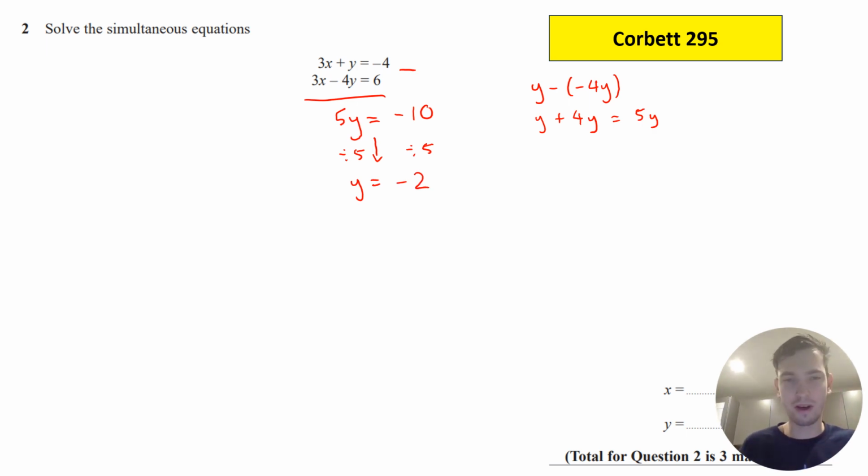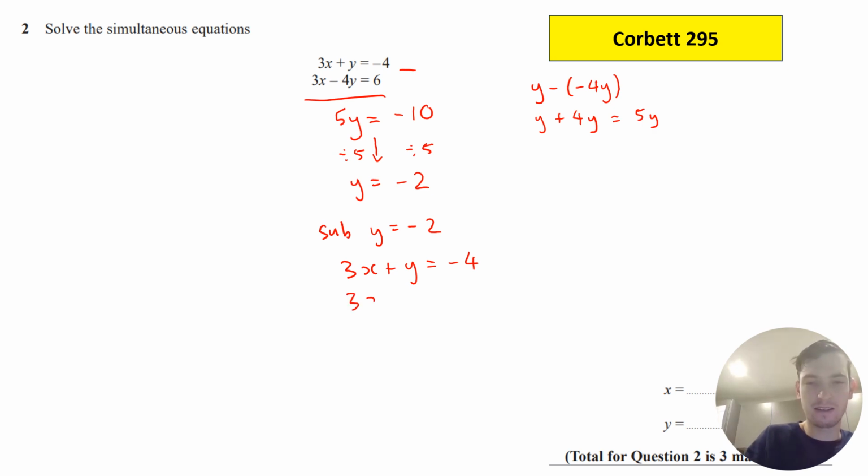Next step, I need to find out what x is, so I'm going to substitute in y equals minus 2. I could do it into either equation, but it looks like the first equation is the easier one, so I'm just going to write that out again. So 3x plus y equals minus 4, and then I'm going to replace my y with minus 2.